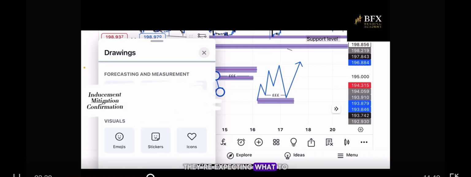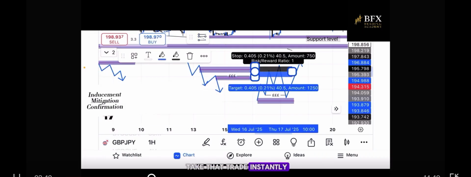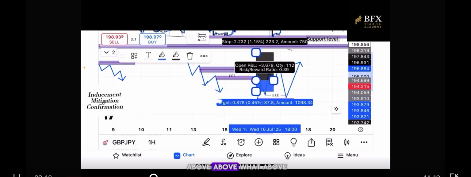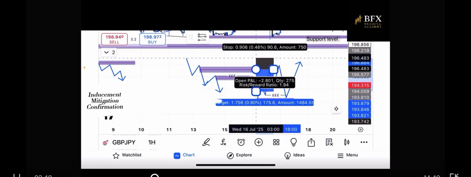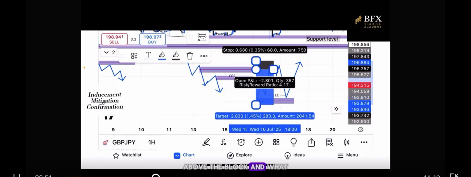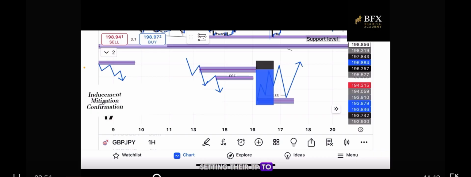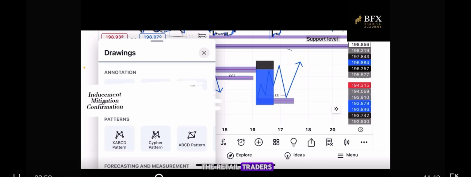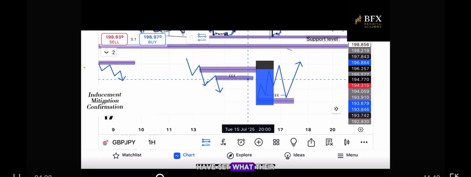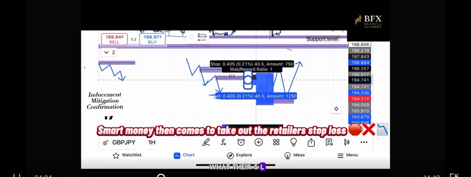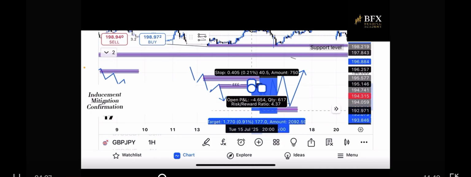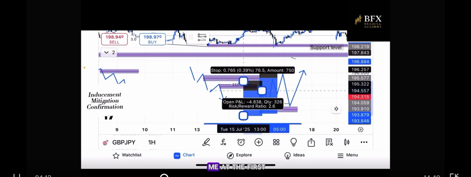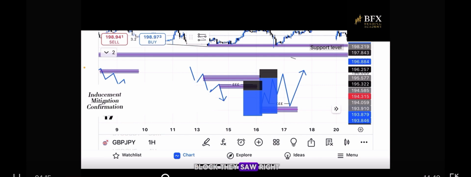They're expecting to take that trade instantly, setting their stop loss above the block, and setting their TP to the nearest liquidity. Whereas the retail traders have set their SL at the first block that they saw, right?